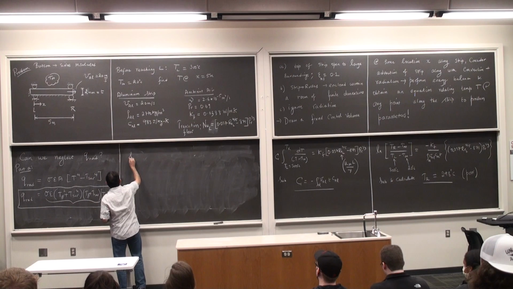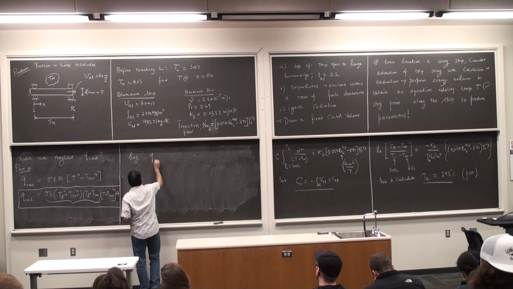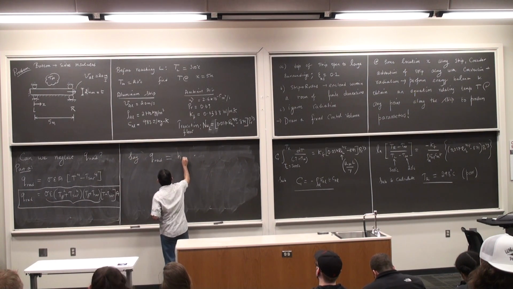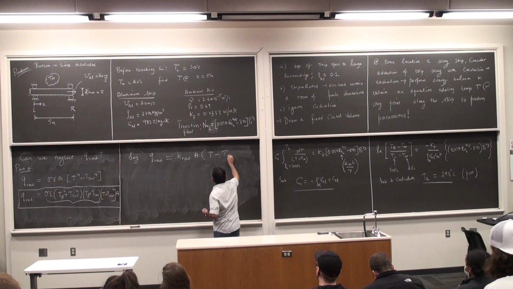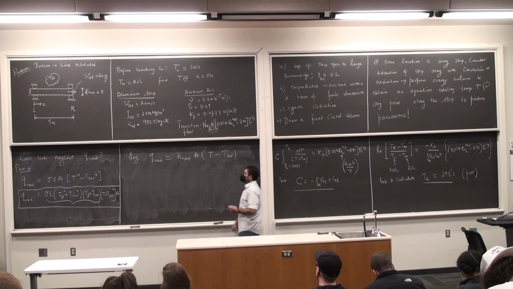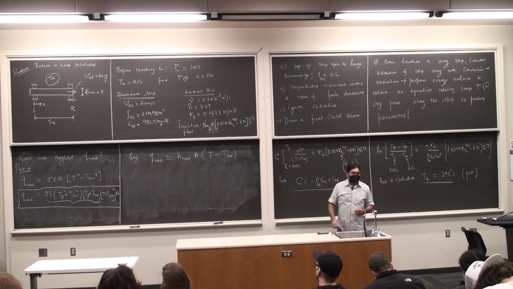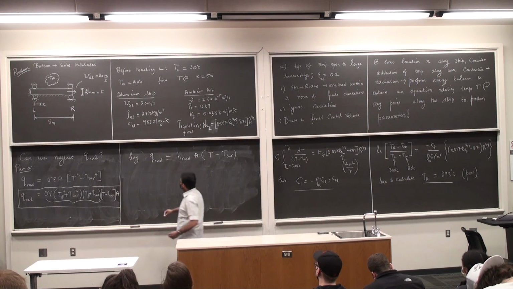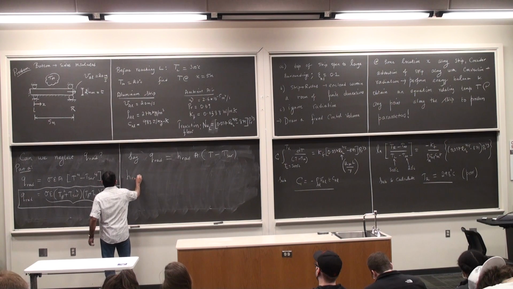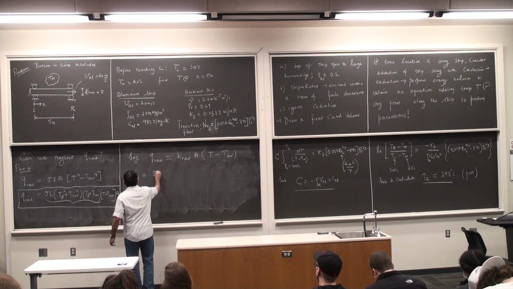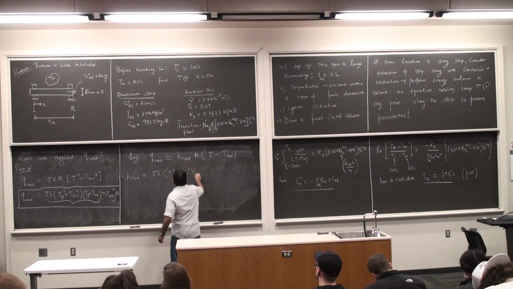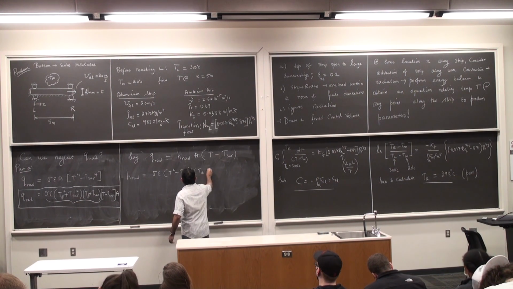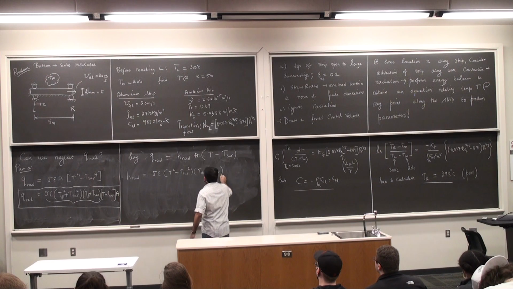So say Q radiation is some H radiation times a times T minus T surrounding, okay? Where H radiation is the following: sigma epsilon T square plus T surrounding square times T plus T surrounding.